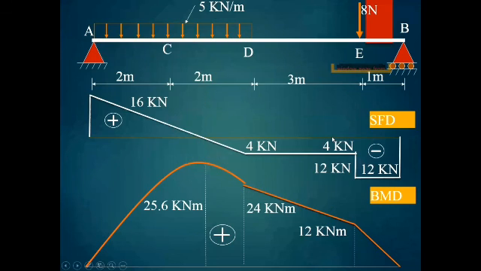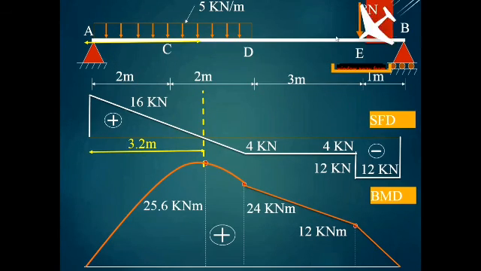So summarizing the entire sum, you have to draw it on the left hand side of your paper. This is the simply supported beam. This is the shear force diagram. This is the bending moment diagram. Various points I have marked. The section we have considered, which is 3.2 meter distance. So this is your final answer.